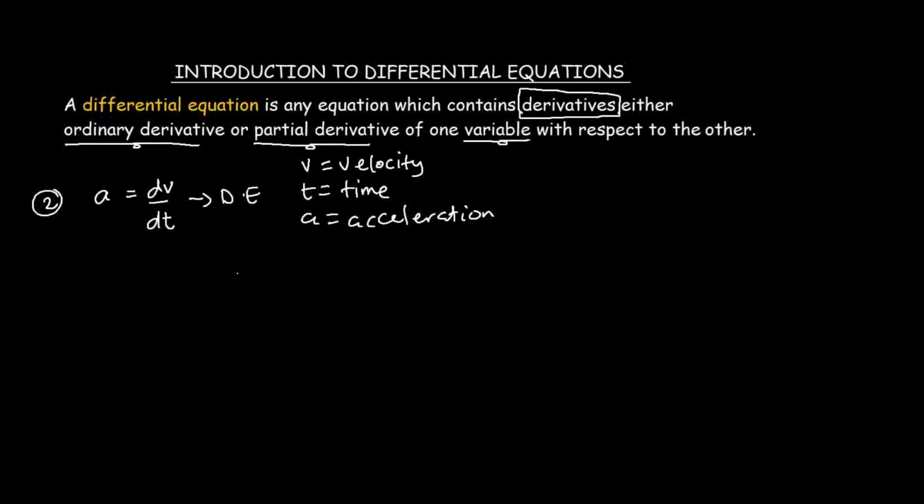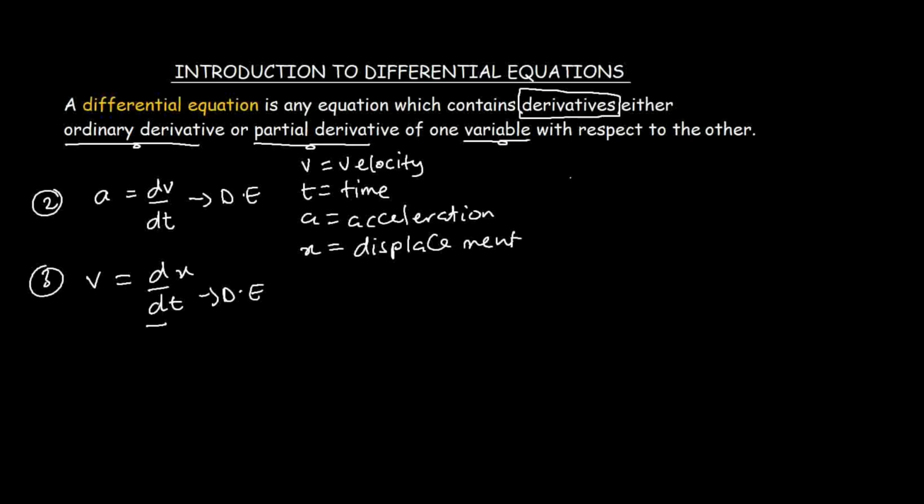Okay, so let's take note of this. What you have here is also a differential equation. The third example, v equals dx over dt, is also a differential equation because it contains the derivative of x with respect to t. So x here represents displacement. This is also a differential equation, since it contains a derivative.